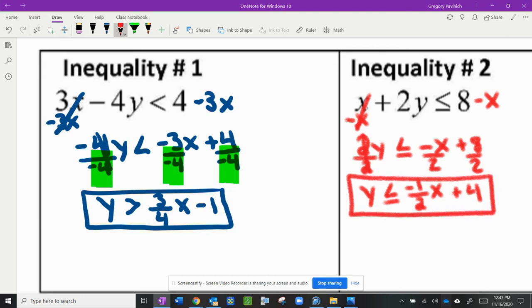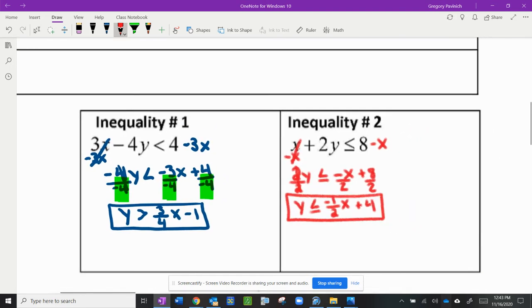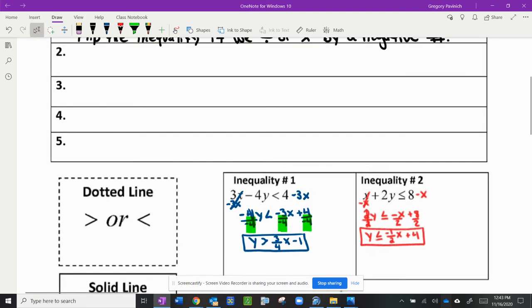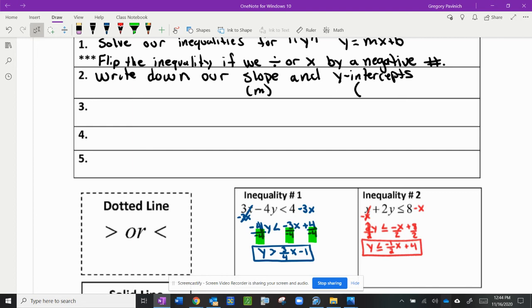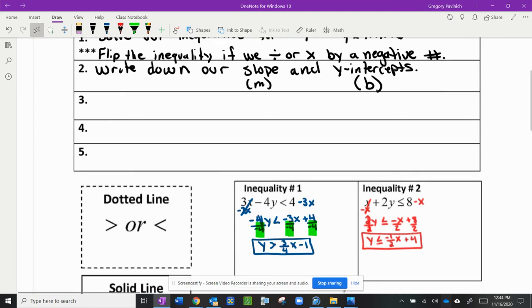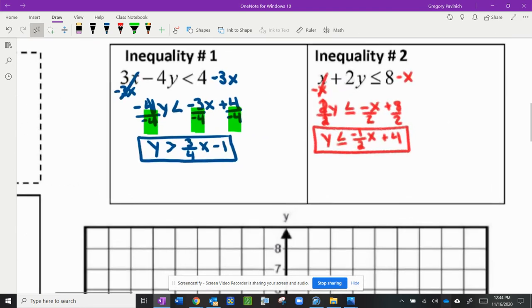Okay, so step 1 by far is probably the hardest step that we have to do. Lots of rearranging and manipulation there. Okay, so we're going to go back up to our steps, and we're going to look at what we do next. Next is we are going to write down our slope, which is our m's, and y-intercepts, which is our b. Okay, so I'm going to come down here and I'm going to write those two things out.